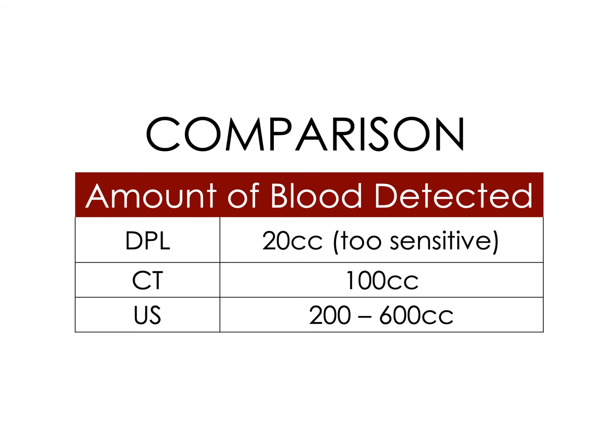The other thing is that the numbers change all the time as machines get better and we get better at using them. You will see studies that quote positive FAST exams possible at as low as 50 cc's. That's obviously very good machines and well-trained people. You'll see other numbers as high as 500. But the bottom line is that it is at least as good as, if not better than, CT.